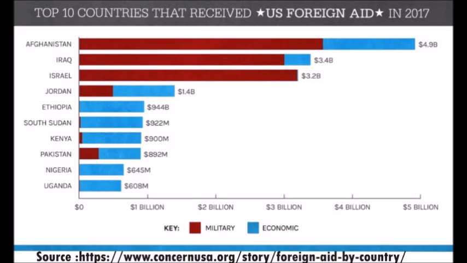The same thing with Jordan. The same thing with Ethiopia. The same thing with South Sudan. In South Sudan, they are giving them loans and they are calling it economic aid. Look at Kenya. Look at Pakistan. Look at the red lines. Look at Nigeria. Look at Uganda. The blue lines are majorly grants and loans, not money that is being given freely.